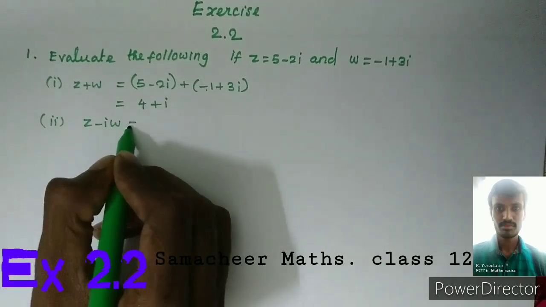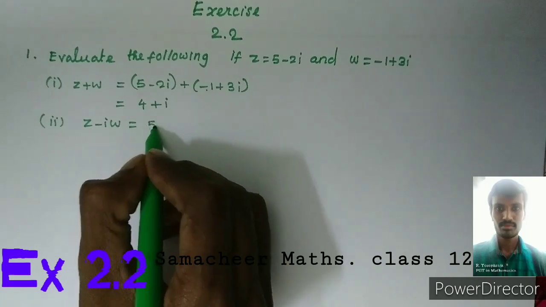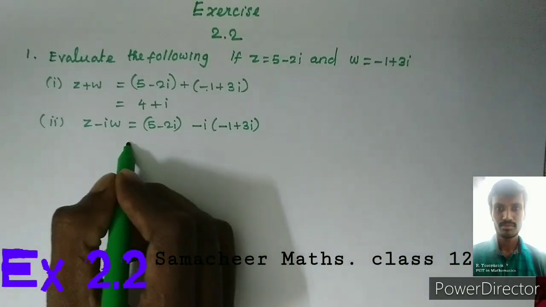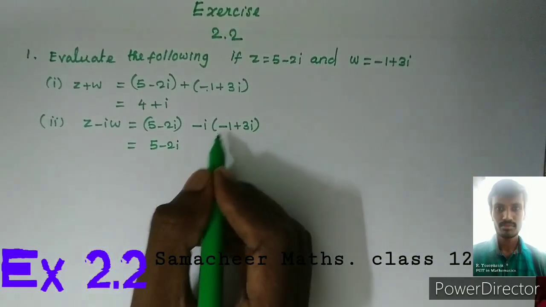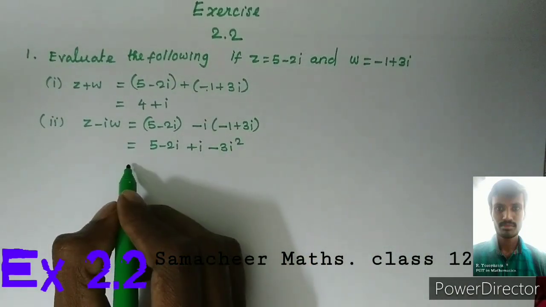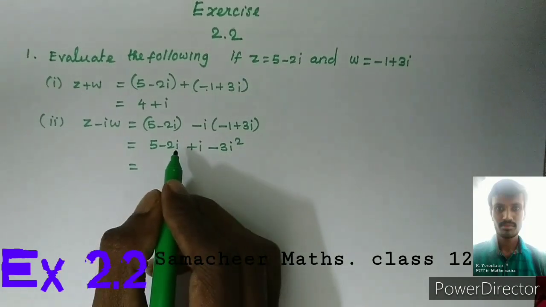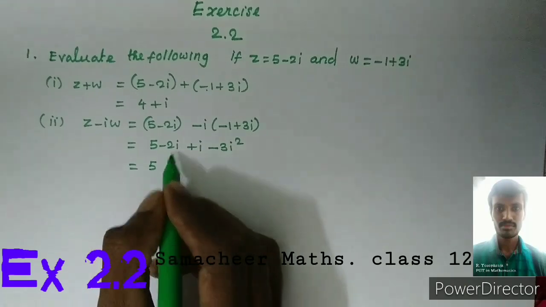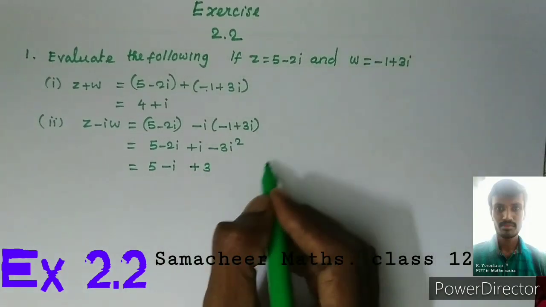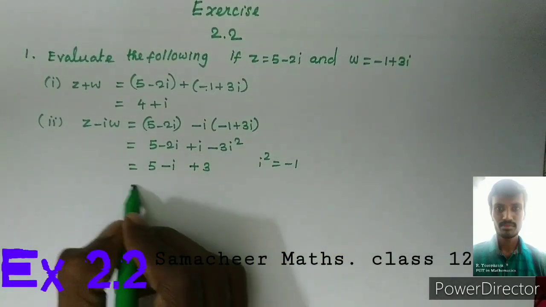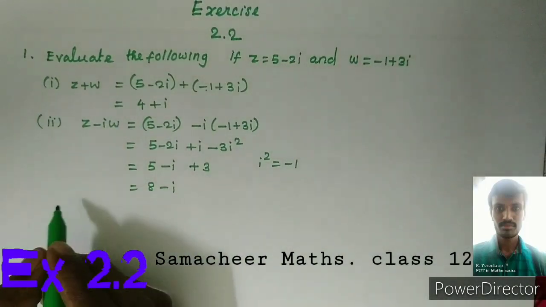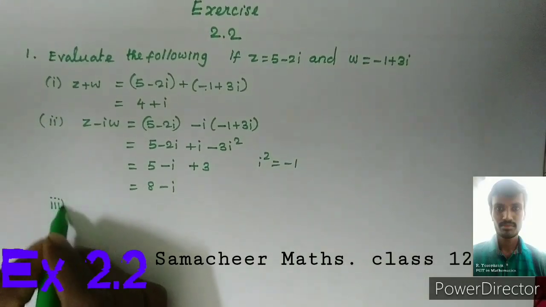Question number 2, Z minus iW. First you want to write Z, that is 5 minus 2i, in between minus i, then W value minus 1 plus 3i. So here 5 minus 2i, then minus i into minus 1, that is plus i, minus i into plus 3i, that is minus 3i square. Then 5 minus 2i plus i means minus i, then minus 3 into i square, where i square is equal to minus 1, therefore minus 3 into minus 1 is plus 3. 5 plus 3 is 8, then remaining minus i. 8 minus i is the answer.